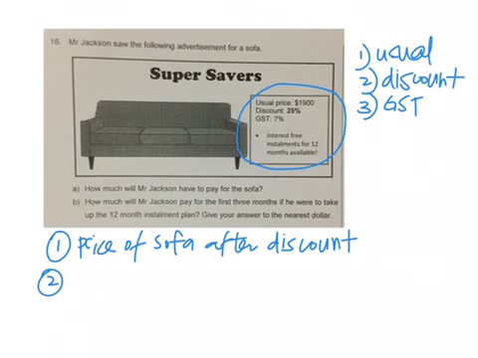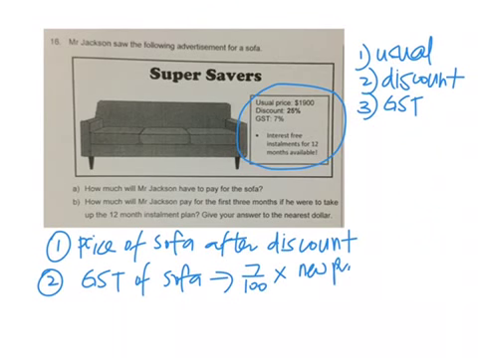So I need to find the GST of the sofa, I would use 7 out of 100 times the new price of the sofa, not $1,900, and then add it to the new price to find out what is the amount Mr. Jackson has to pay. Now, how much will Mr. Jackson pay for the first 3 months if he were to take up a 12-month installment plan? That means if he were to pay the amount over 12 months, every month he pays the same amount over a period of 12 months, how much would he have to pay for the first 3 months?